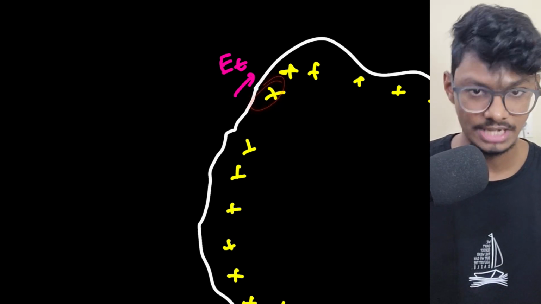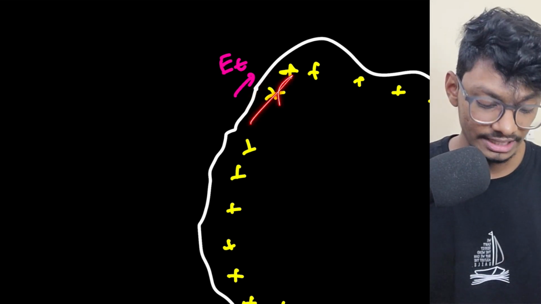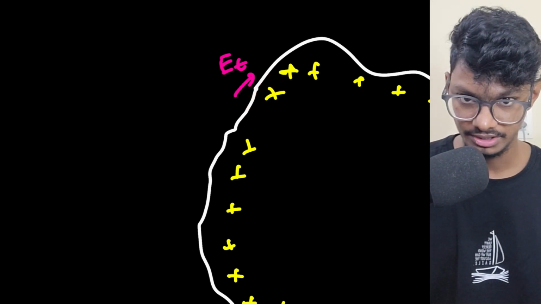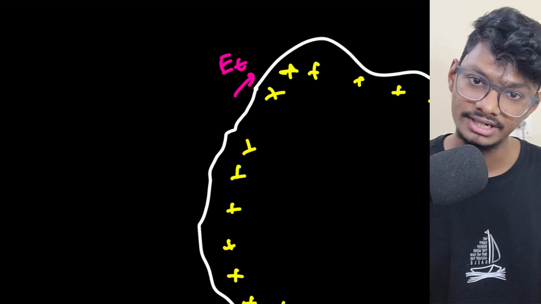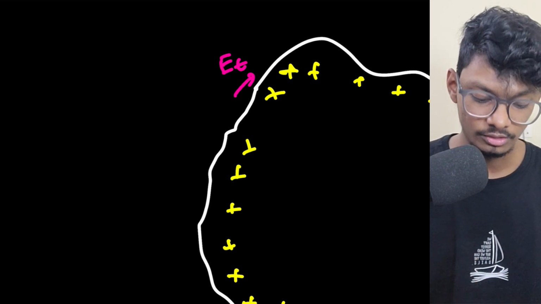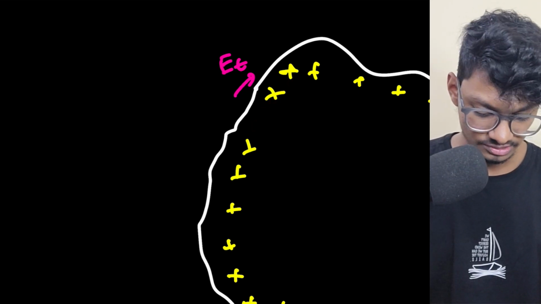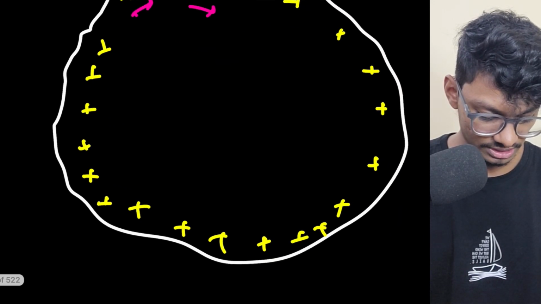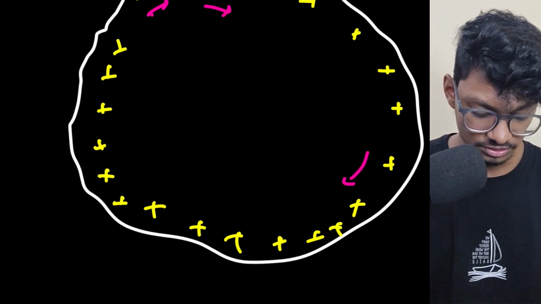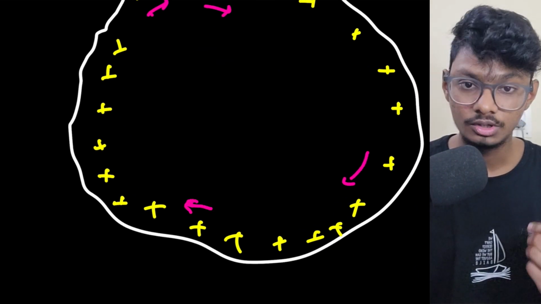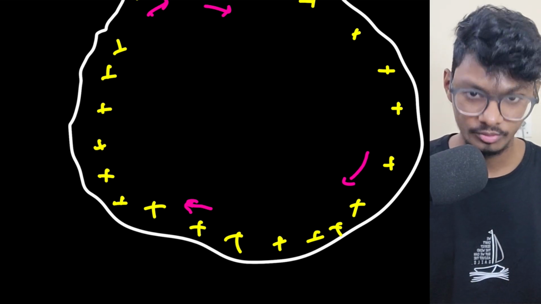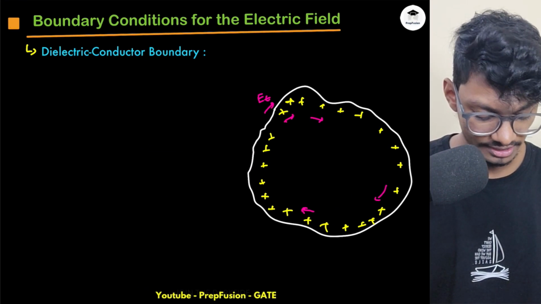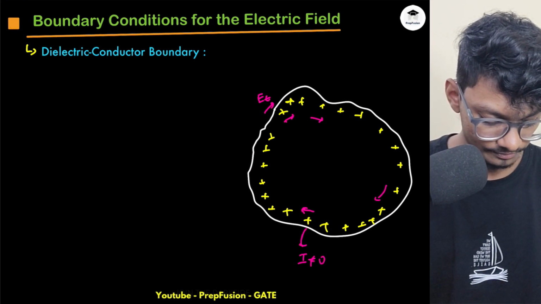That means this positive charge will actually feel a force in the direction of the tangential component, right? So it will try to go in that direction. Correct? It will try to go in that same direction. So here charges will move. This charge will move. This charge will move. And what will happen? A closed loop will be formed, right? Closed loop will be formed. And if a closed loop is formed, current flows, right? I is not equal to 0.